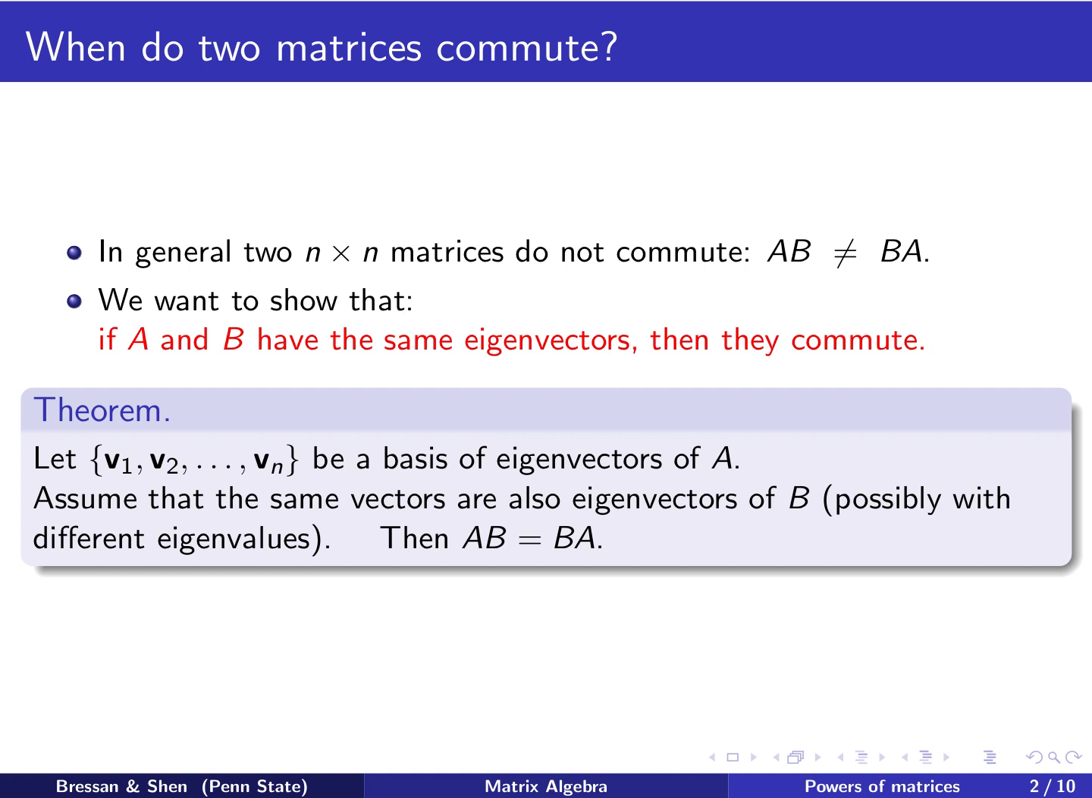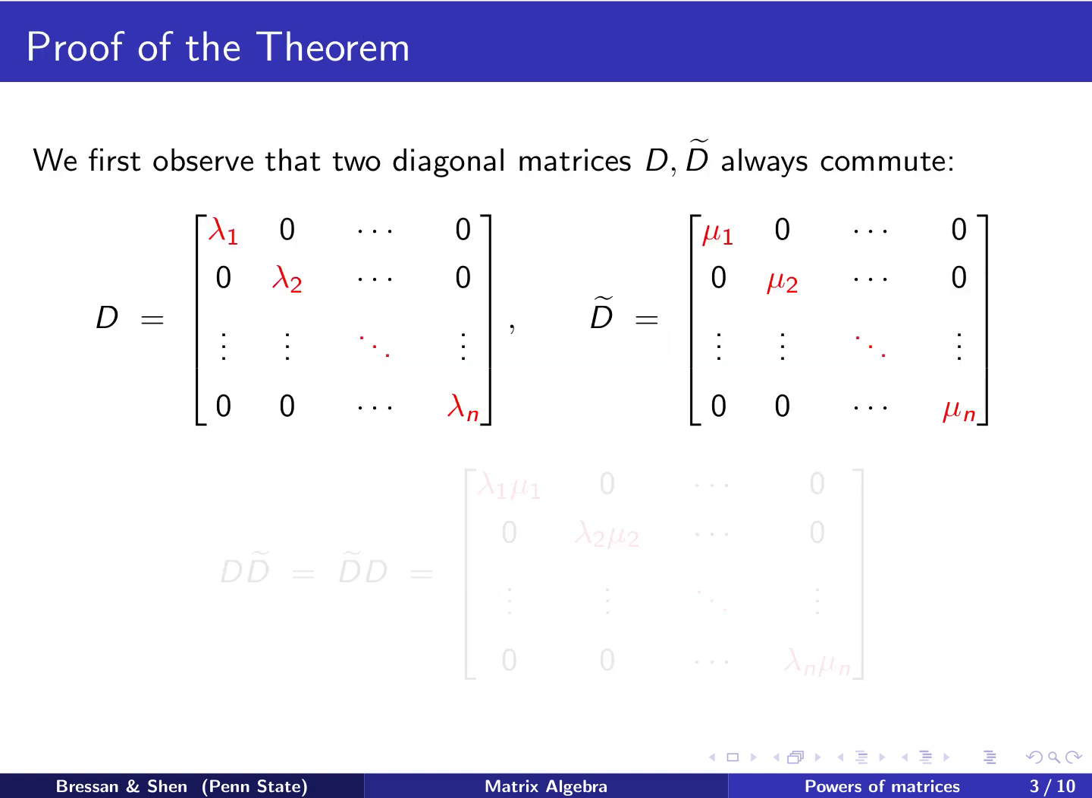So here is the precise statement of this theorem. Let now V1, V2, and Vn be a basis of eigenvectors of A. Assuming that the same vectors are also eigenvectors of B, so possibly related to different eigenvalues, then A times B equals B times A. Let's take a look at the proof.